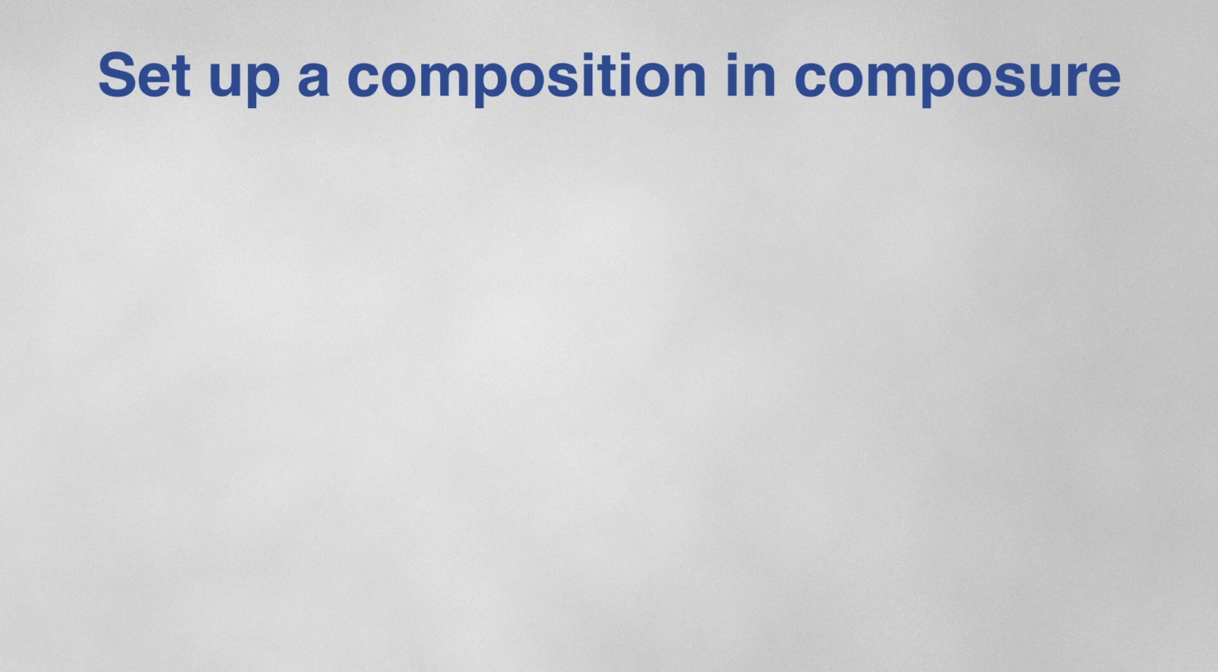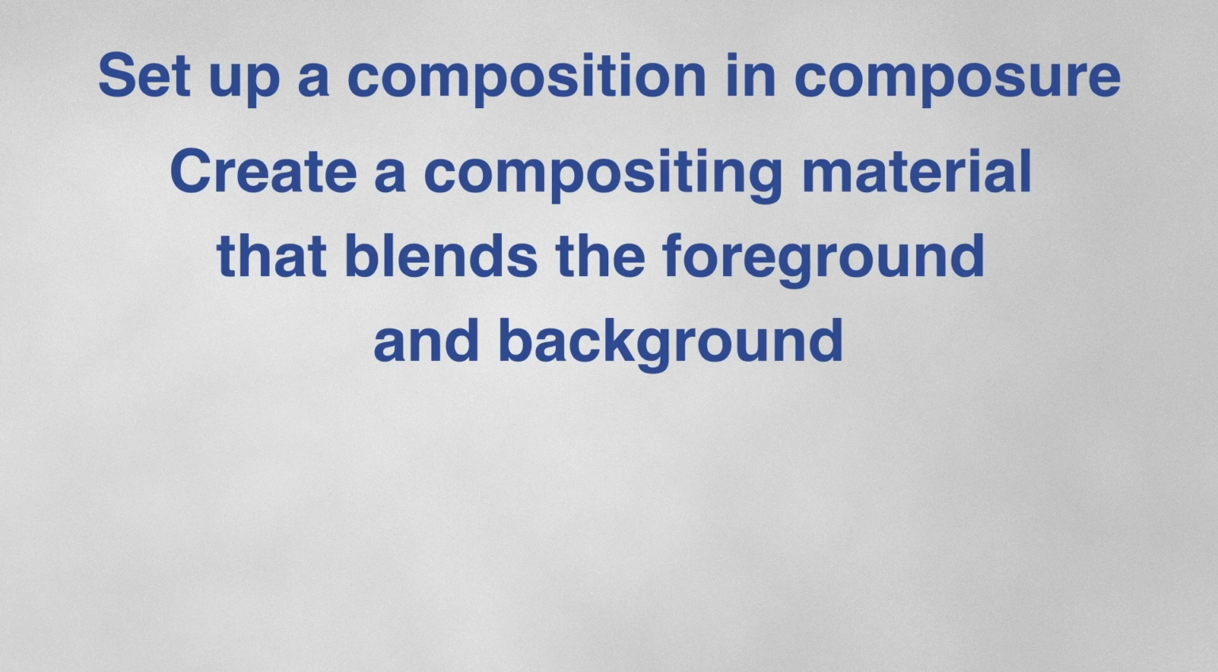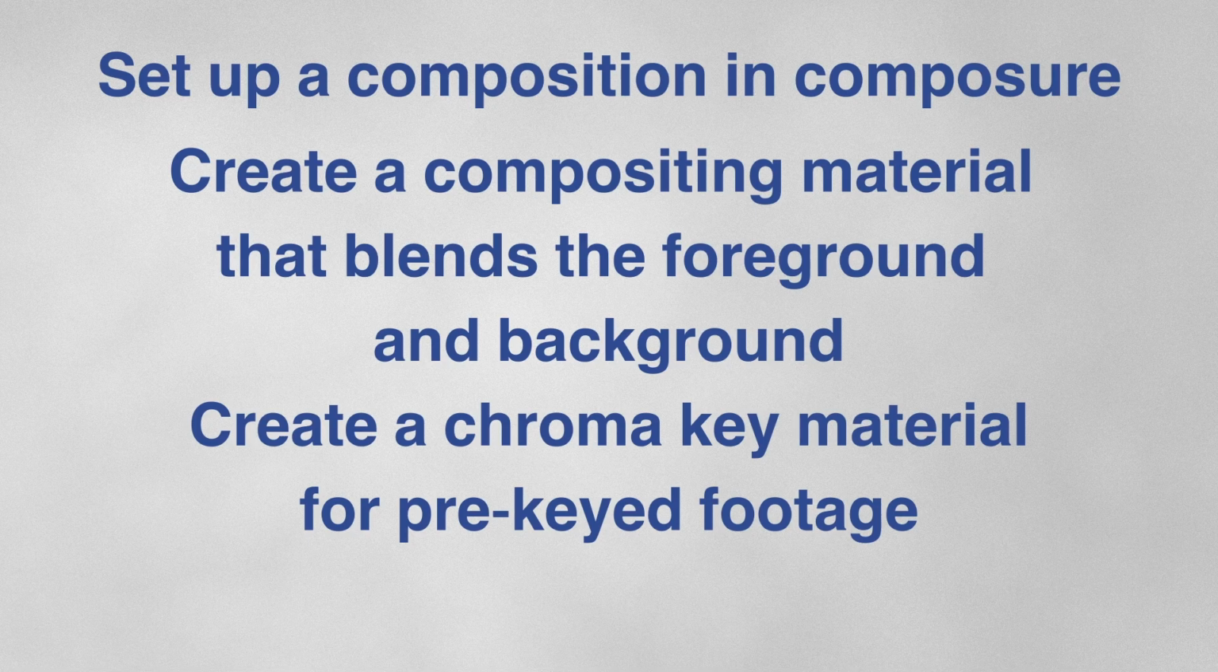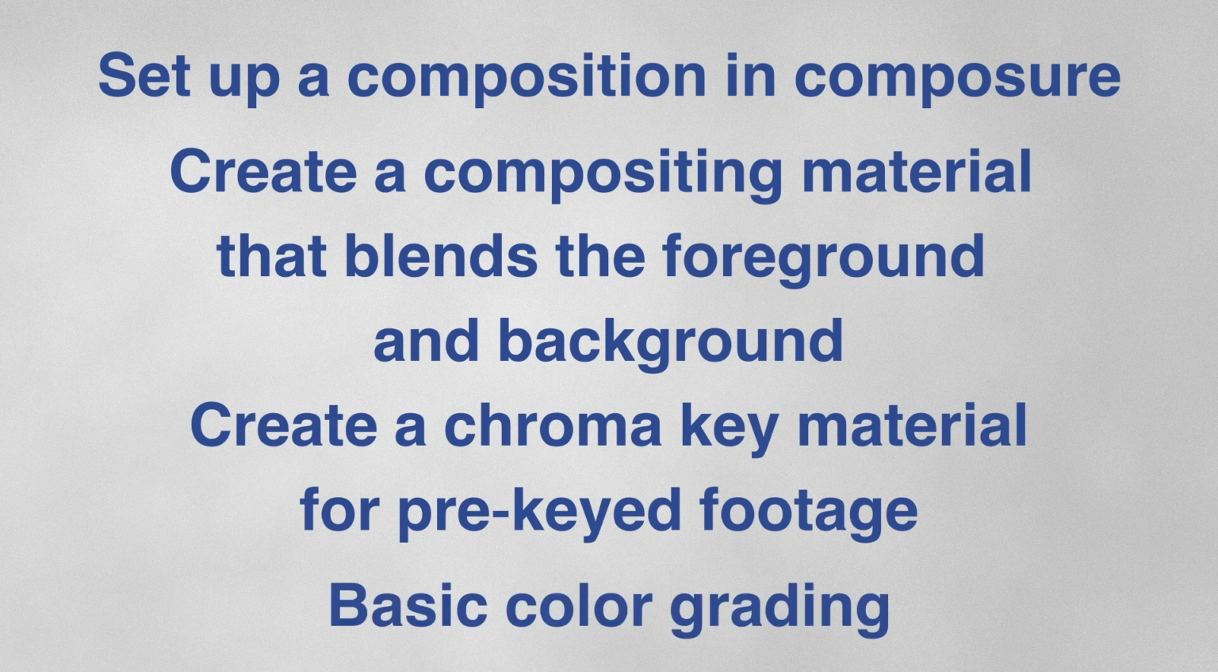Set up a composition in Composure. Create a compositing material that blends the foreground and background. Create a Chroma Key material for your pre-keyed footage, since Composure doesn't read alpha channels by default. And finally, basic color grading for your comp. In order to achieve the results I'm about to show you, you should already have your footage keyed and exported as a PNG sequence with an alpha channel.